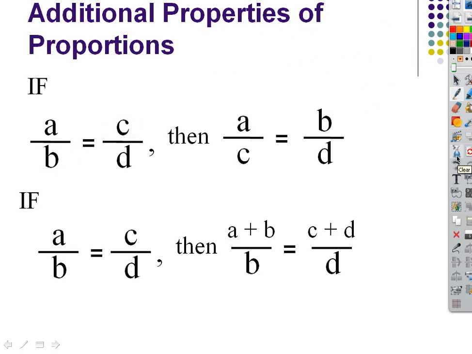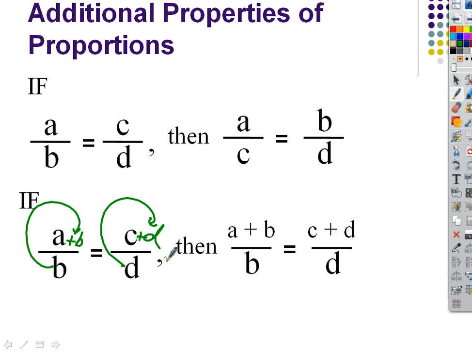Okay, so the other property is this one on the bottom here. This is kind of a weird one. Now watch this closely. What this is saying is, if we have a ratio equation, I can add the denominators of both sides into their respective numerators. So I could add this b into the quantity on top. So it could become a plus b all over b equals c plus d all over d.